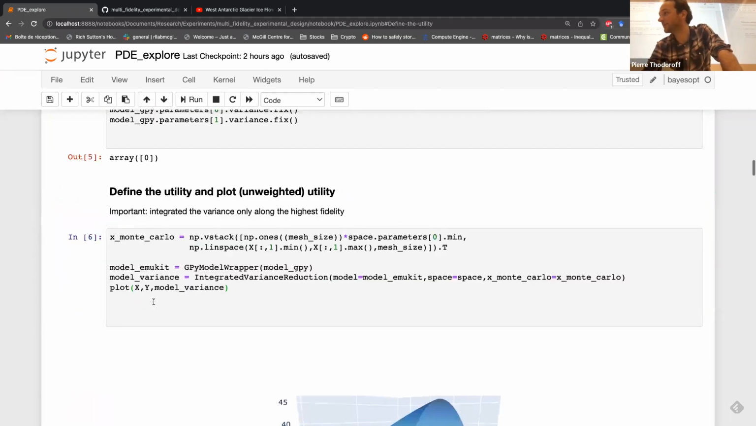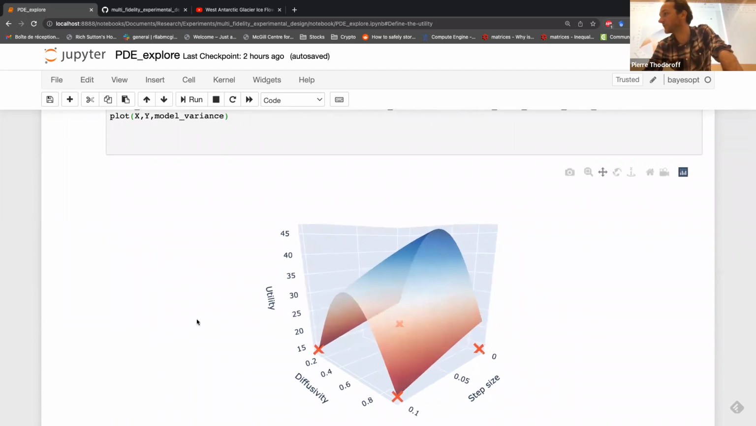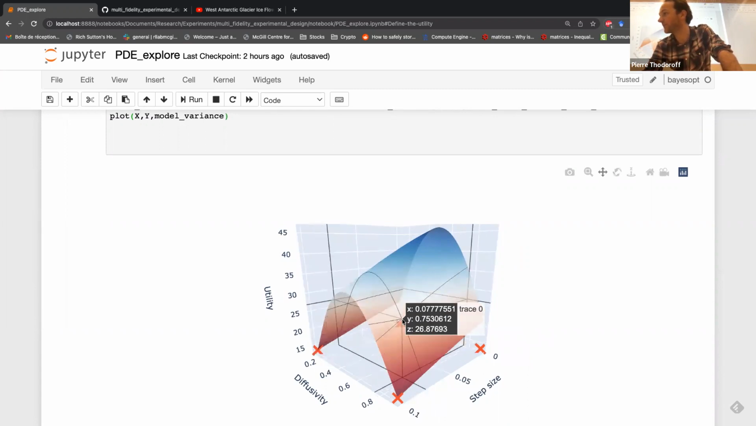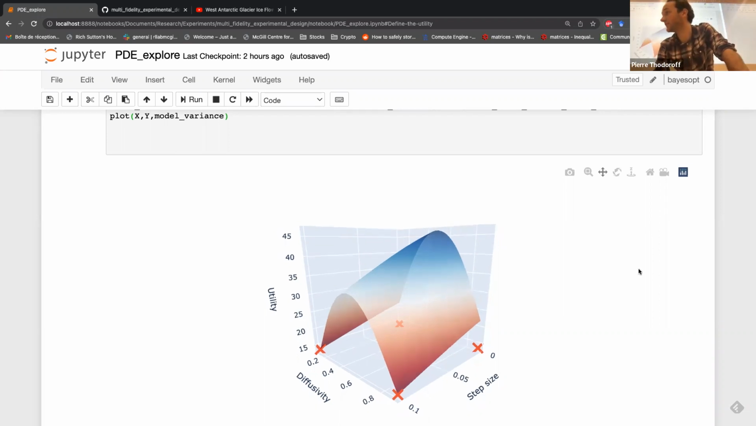And basically we're going to start plotting what the utilities look like. So I create four points that define a square that I'm going to be interested in. The step size here is going to be analogous to the resolution. A high step size here is like a low-cost version because you move very quickly through time. And so it's going to be the same story as before. So this is an unweighted utility.